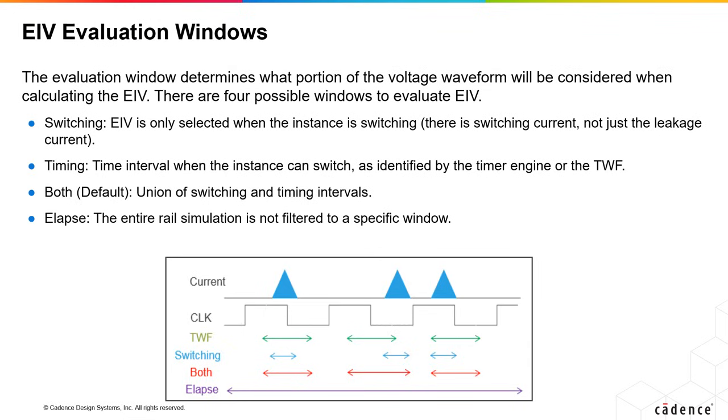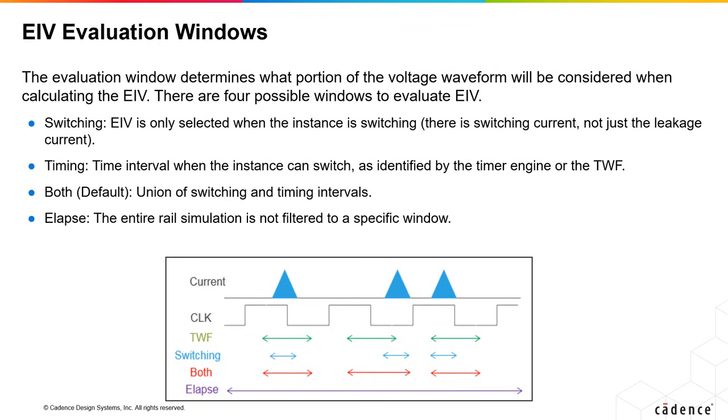In switching mode, EIV is only selected when the instance is switching, and there is a switching current along with the leakage current. In timing mode, the time interval when the instance can switch is identified by the timing window file or the embedded timing engine. There could be a situation when the switching of the instance happens outside the timing window, if the instances are scheduled to switch near the start or end of the timing window. In this scenario, combining the switching and timing intervals yields the correct results.